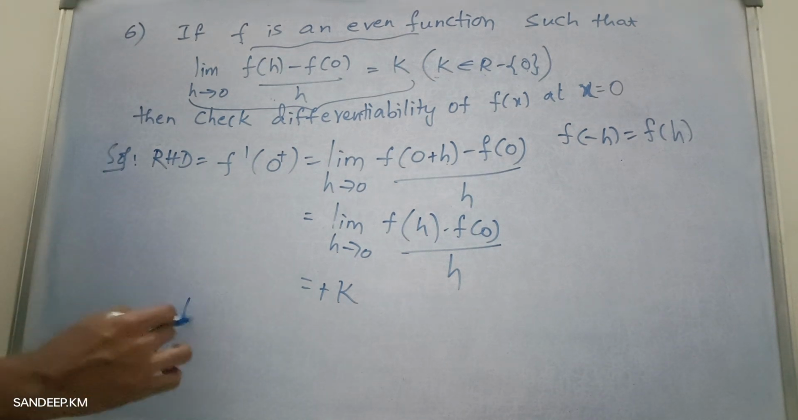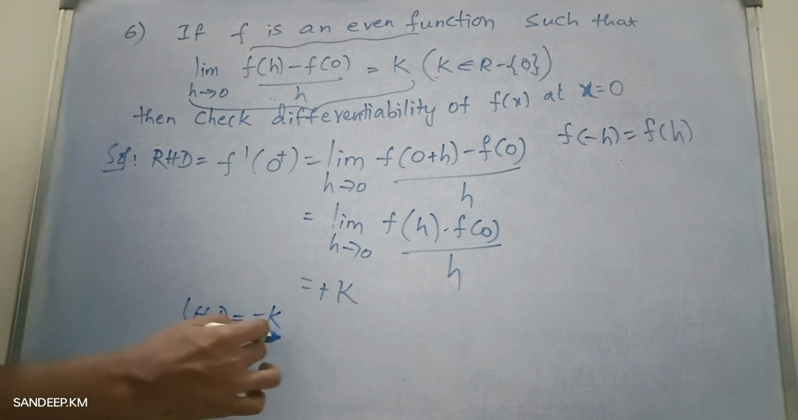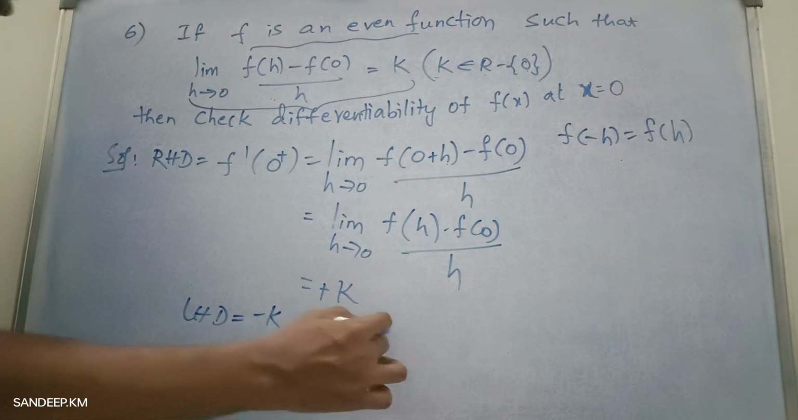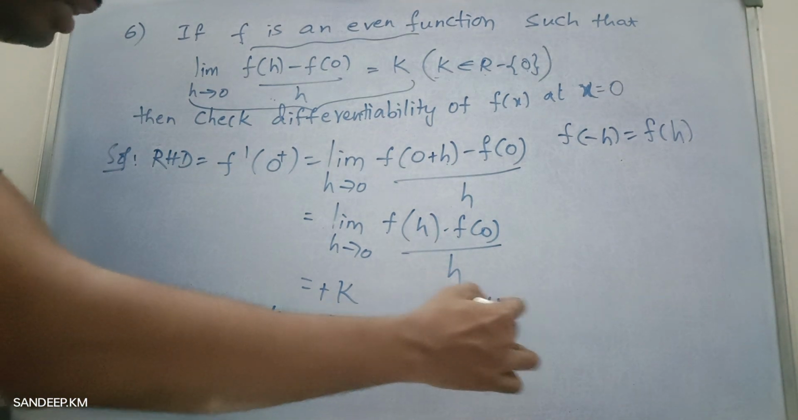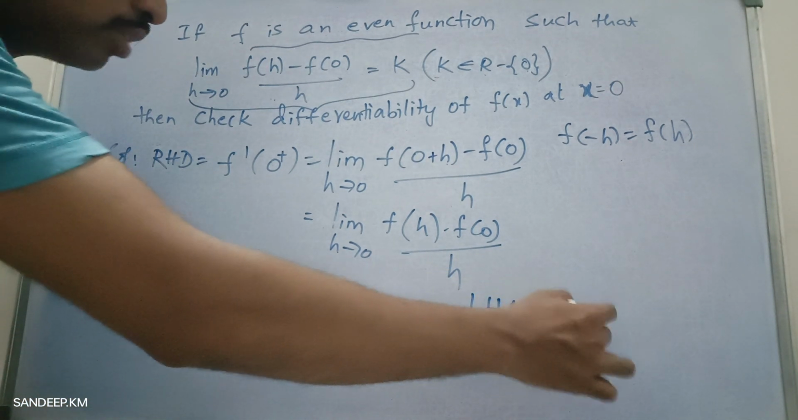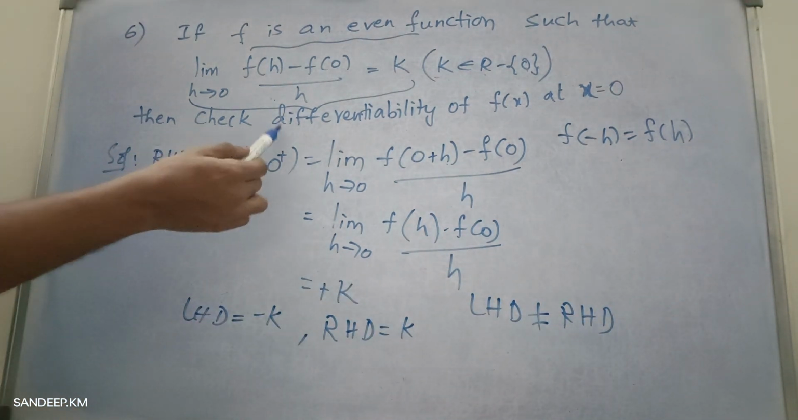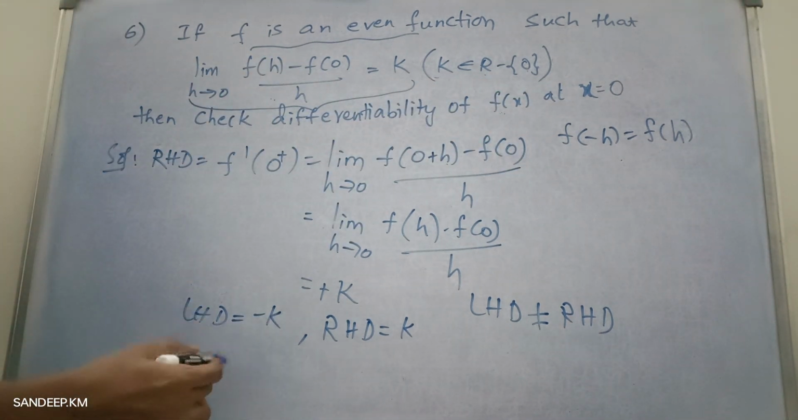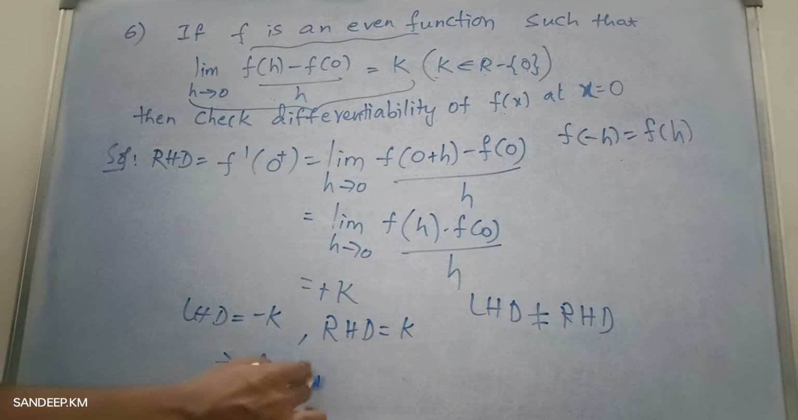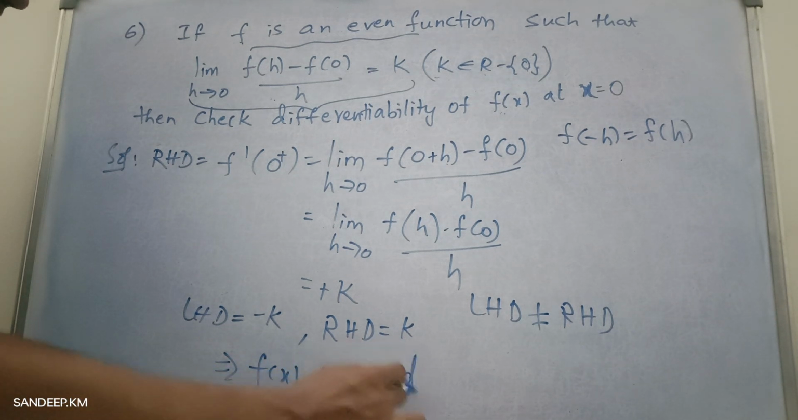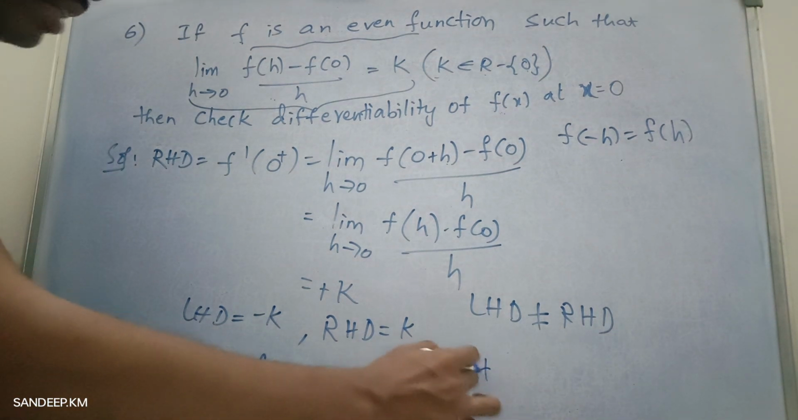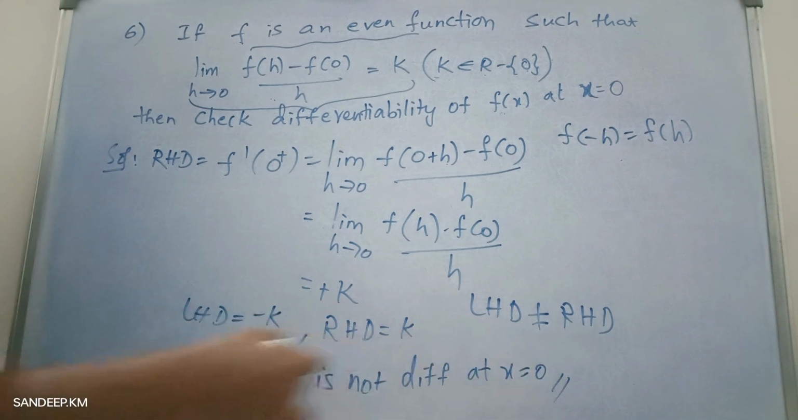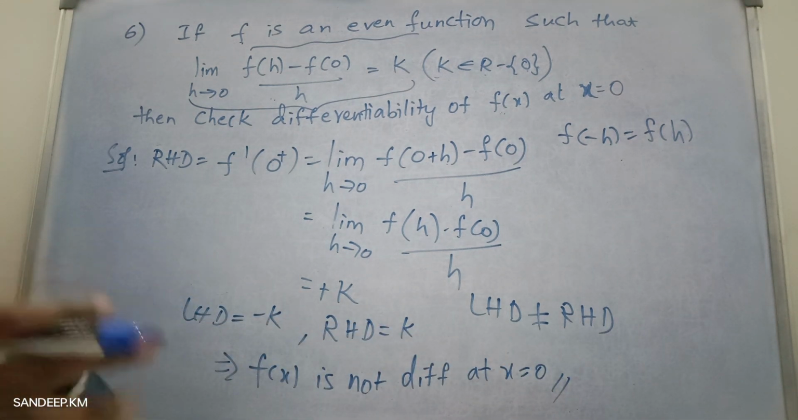Dear students, I got left hand differentiability as minus k and right hand differentiability as plus k. Obviously, LHD is not equal to RHD. So what is the conclusion? What can you say about differentiability of f of x at x is equal to 0? We say that f of x is not differentiable at x is equal to 0. That is the conclusion. I hope the problem is very simple and you have understood this.